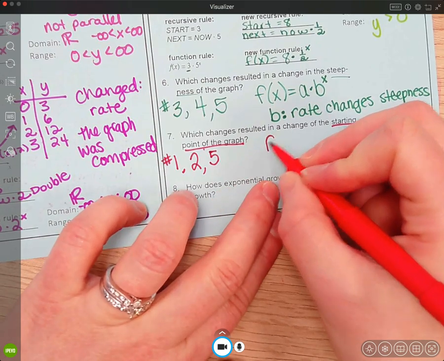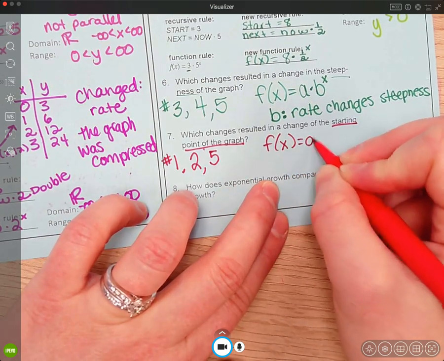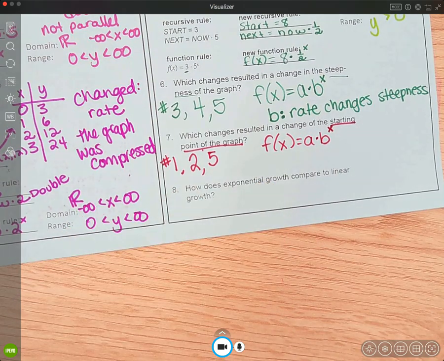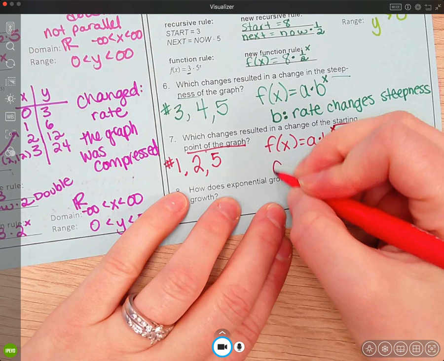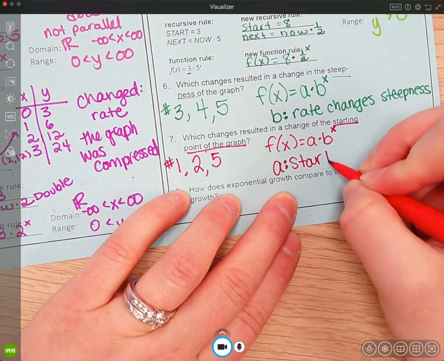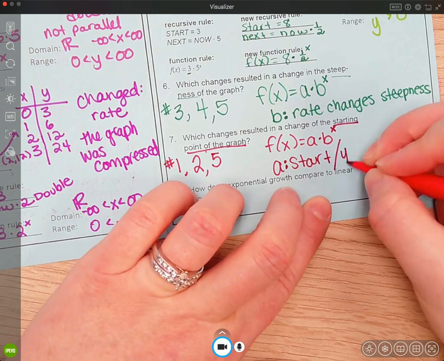So with that function, f of x equals a times b raised to the x power, which letter changes the starting point? A. So A is your start. It's also called your y-intercept.